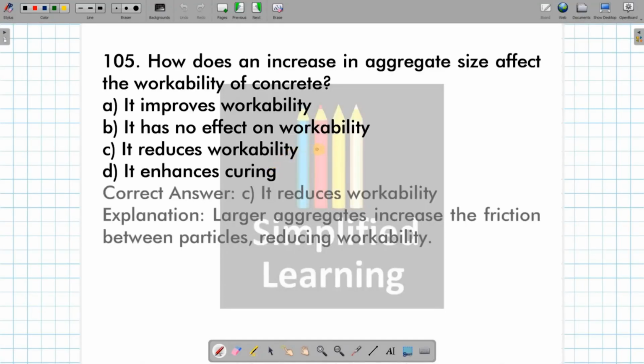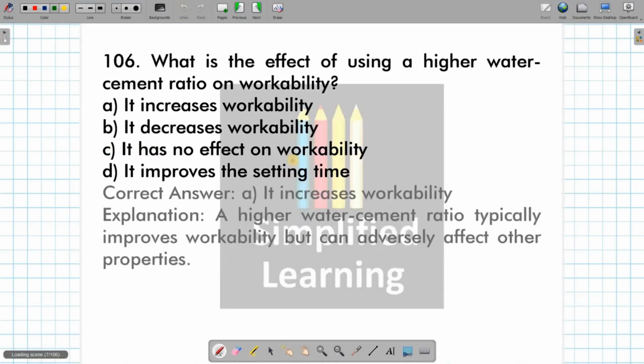Then how does an increase in aggregate size affect the workability of concrete? See, the finer the aggregate size, the more workable the concrete. The coarser it is, the more it reduces the workability or fluidity of the concrete mix. Thereby the correct answer is reduces the workability. If there is an excess of large size or coarse aggregate in concrete, then it is going to affect workability in a negative way. Means it is going to reduce the workability, right?